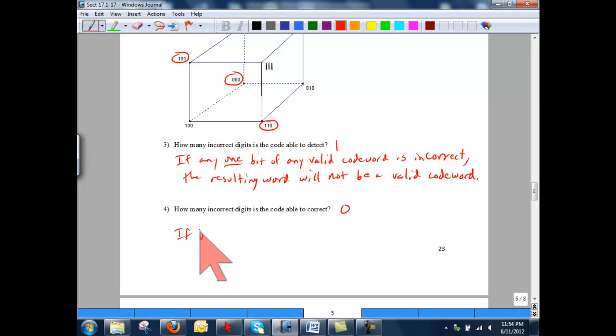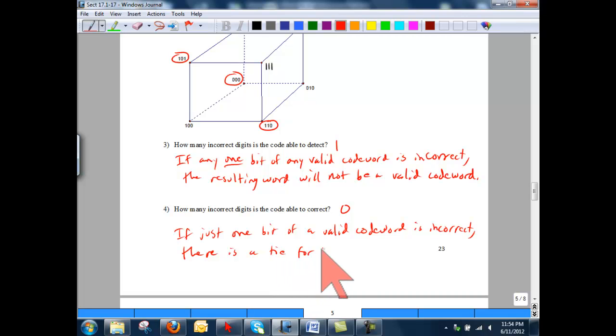If just 1 bit of a valid code word is incorrect, there is a tie for distance to the nearest valid word, so we can't decode.